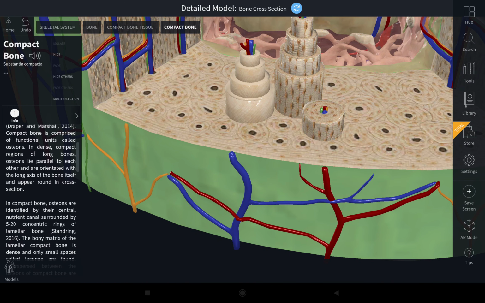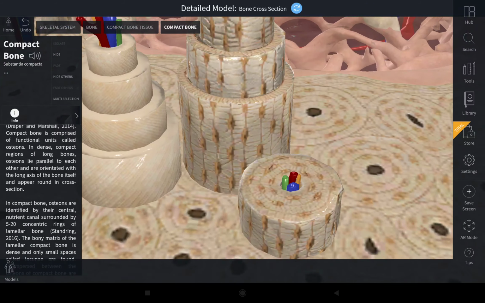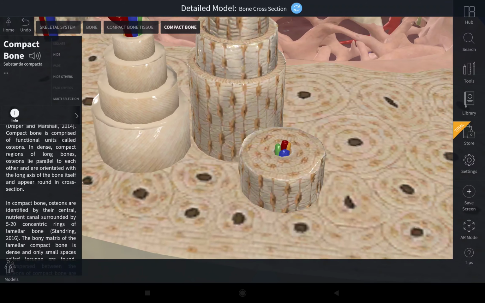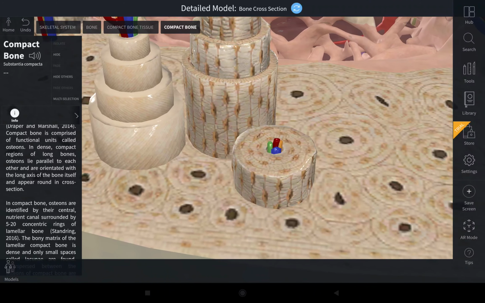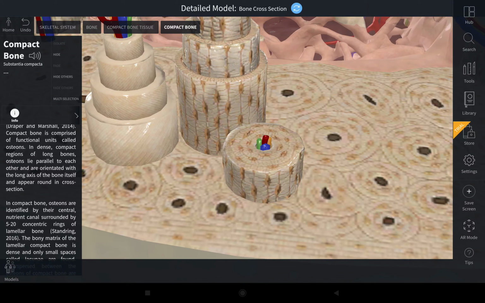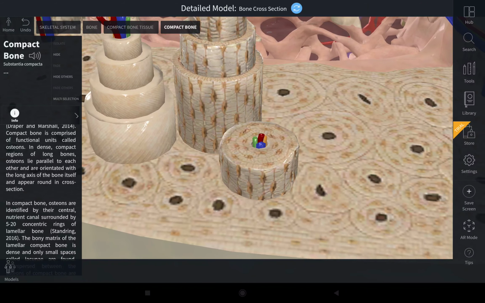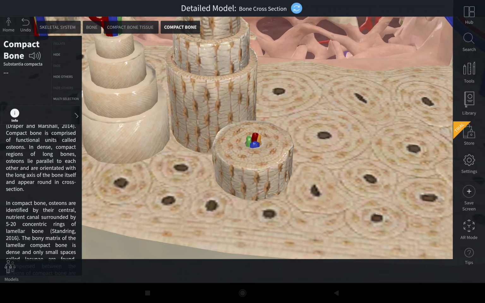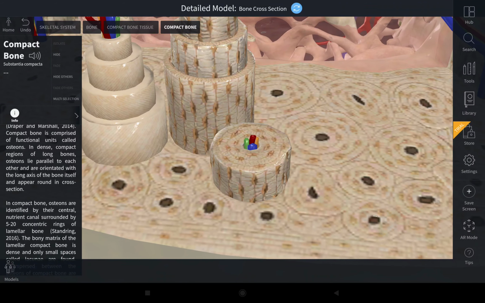In compact bone, osteons are identified by their central nutrient canal surrounded by 5 to 20 concentric rings of lamellar bone. Here we can see the osteons, and we can also see the canals, the central canals or central nutrient canal surrounded by 5 to 20 concentric rings of lamellar bone.